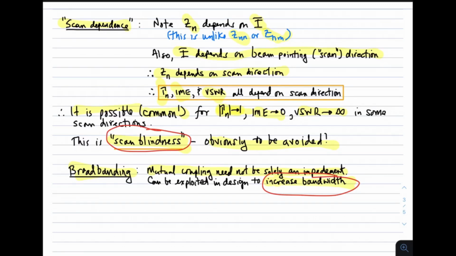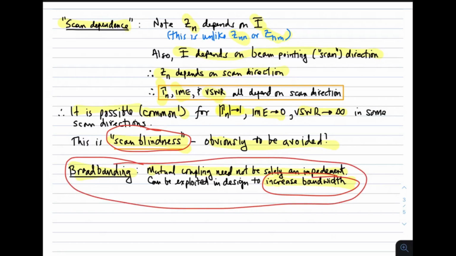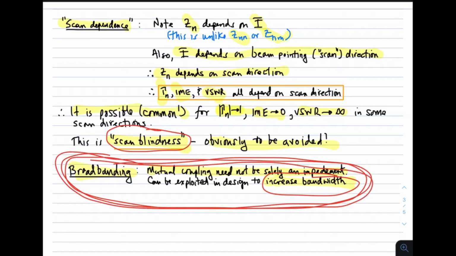In fact, if you don't consider this at all, you typically end up with antenna arrays that have very narrow fractional bandwidth, maybe on the order of a few percent. If you want a large array that's usable over fractional bandwidths of 10% or 20% or 50%, you typically need to do this kind of thing, exploit the mutual coupling in order to increase the bandwidth. That concludes this lecture on mutual coupling.